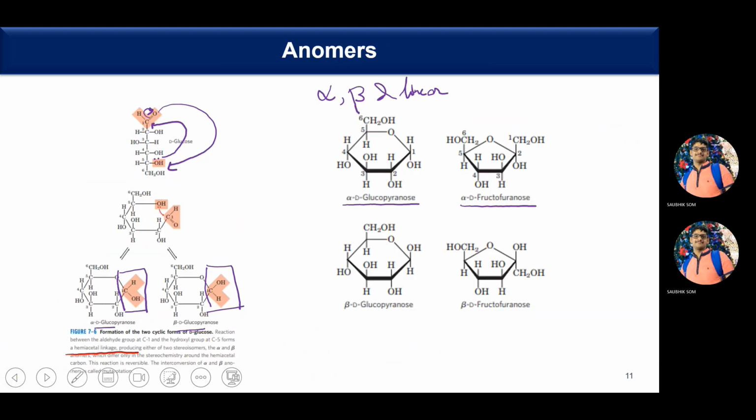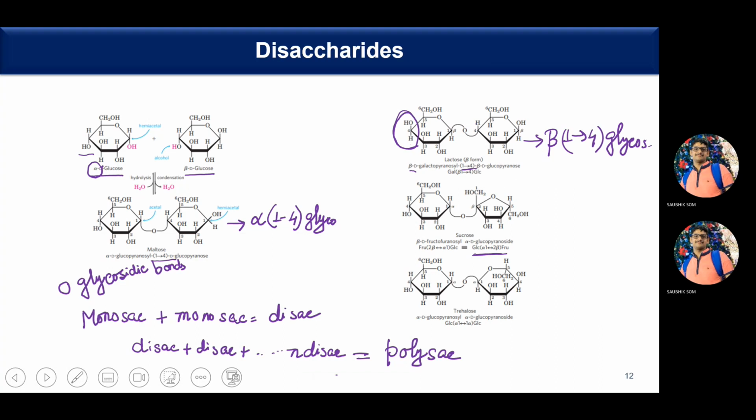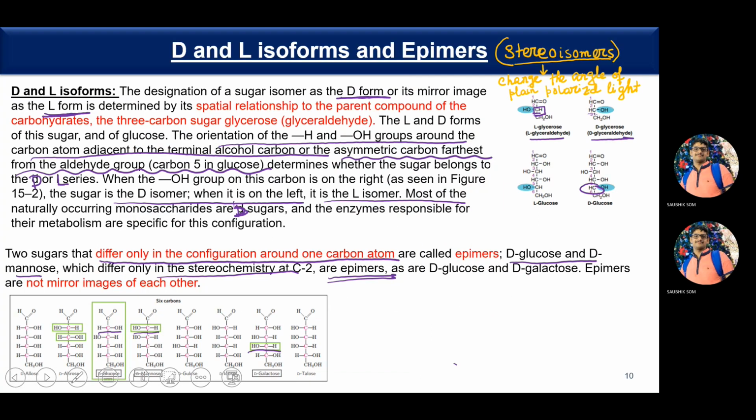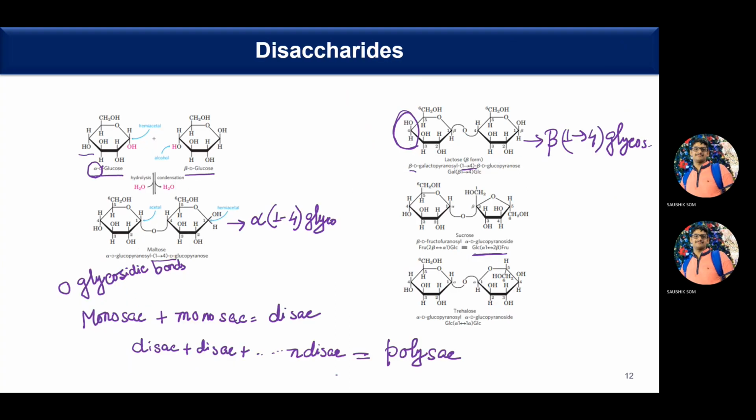So as I explained somewhere back here, alpha and beta anomers. The only monosaccharide that lacks an asymmetric center. So glyceraldehyde, as I have also explained, and fructose and glucose, they have, so this is L-glucose, and this is glyceraldehyde. Fructose also is here. They will have lots of chiral centers like this.